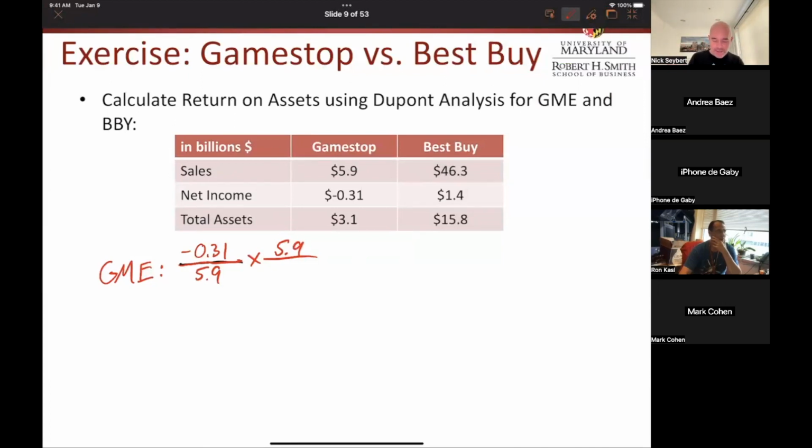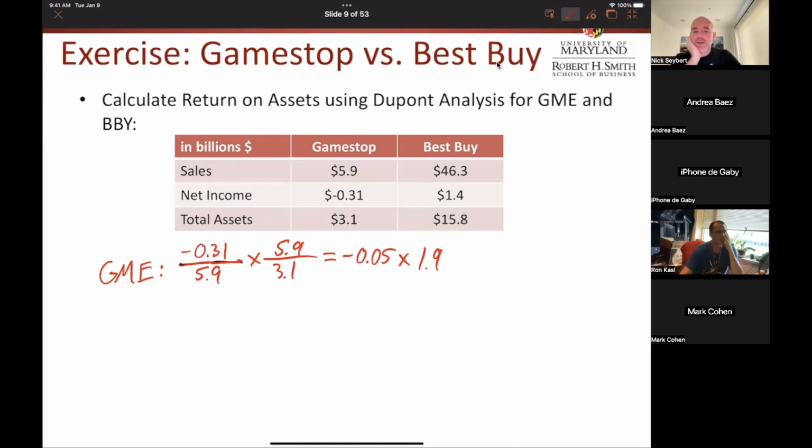So sales over total assets, 5.9 over 3.1. And if you do the math, there's some rounding here, but it's about negative 0.05 for the profit margin. So that's a negative 5% profit margin. And then that gets multiplied by, because the profit margin is how many dollars of income per dollar of sales, how much sales they're generating per dollar of assets. That asset turnover is 1.9. So what this is saying is that for every dollar of assets GameStop has, they're generating $1.9 of sales.